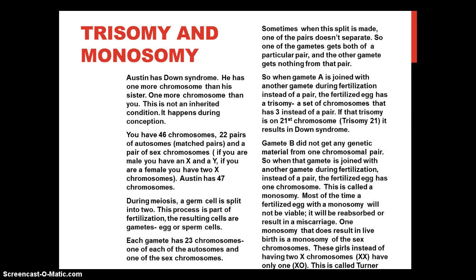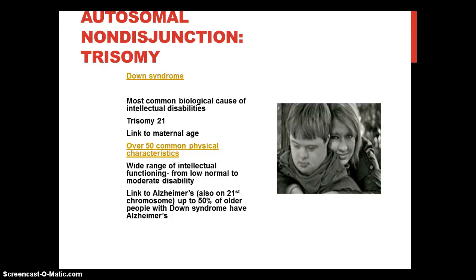By the way, there is one, what we call unisomy, or monosomy, which is where somebody doesn't get anything from one parent, and that is XO syndrome, which is Turner syndrome. Always girls, and it causes learning disabilities, but not developmental disabilities. Autosomal non-disjunction, trisomy. Down syndrome is the most common trisomy. It's the most common biological cause of intellectual disabilities, not inherited, but biological. And it's linked to maternal age.